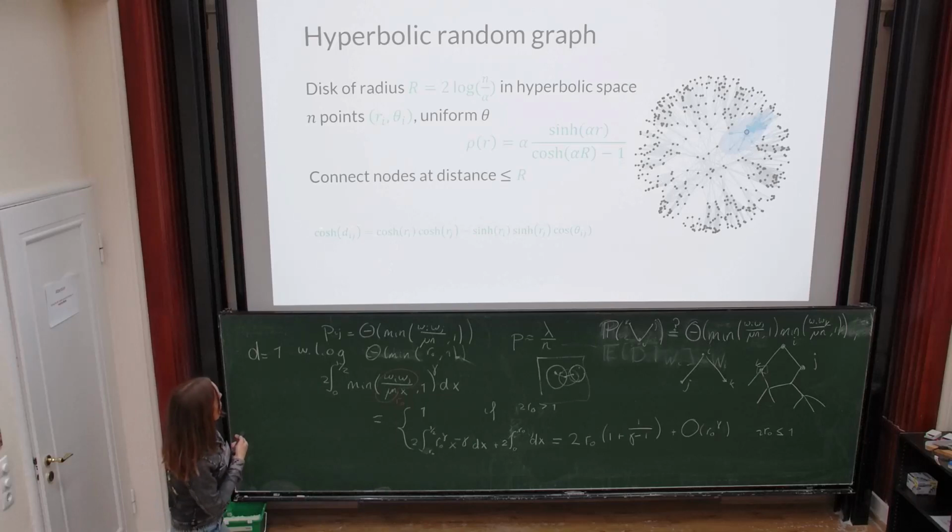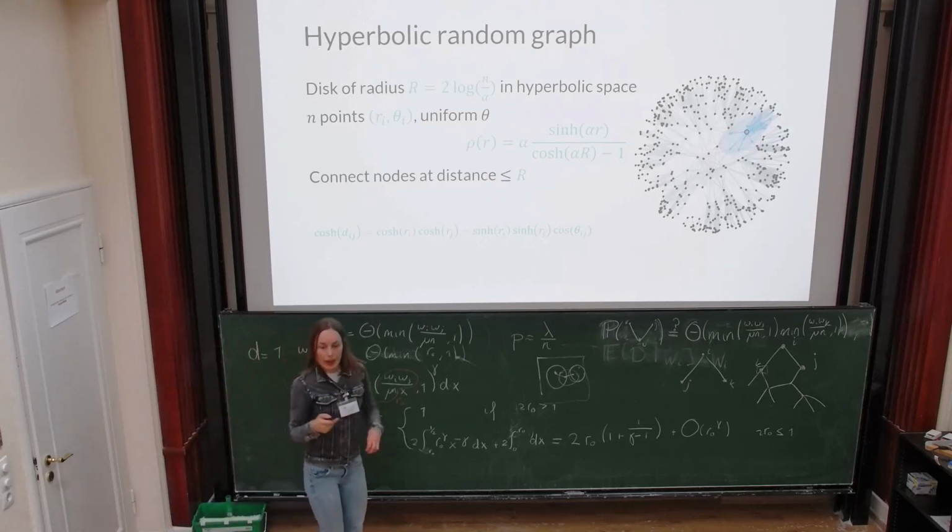And so here, the hyperbolic distance is the product of the hyperbolic cosine of the two radii minus the hyperbolic sine times the cosine of the angle between vertex I and vertex J.